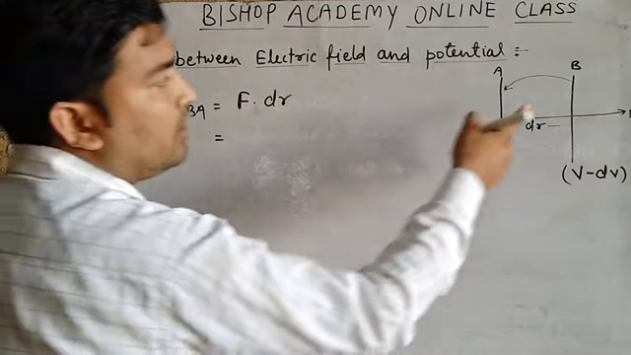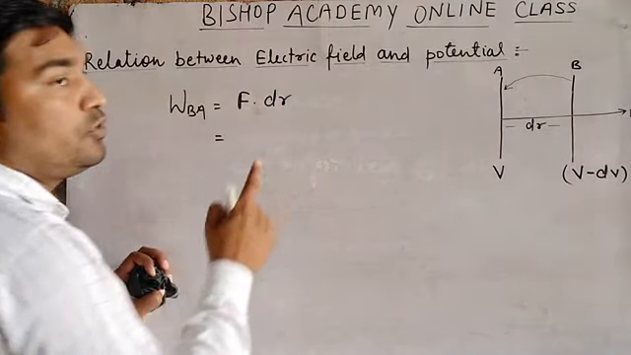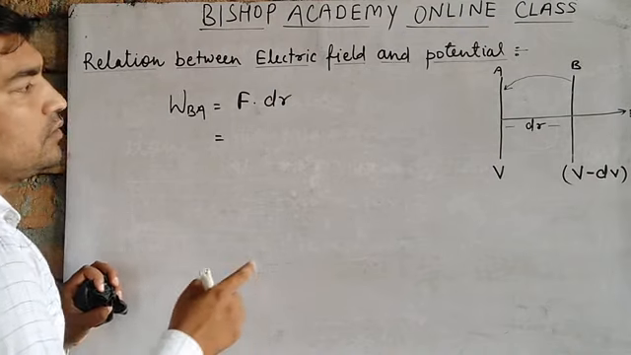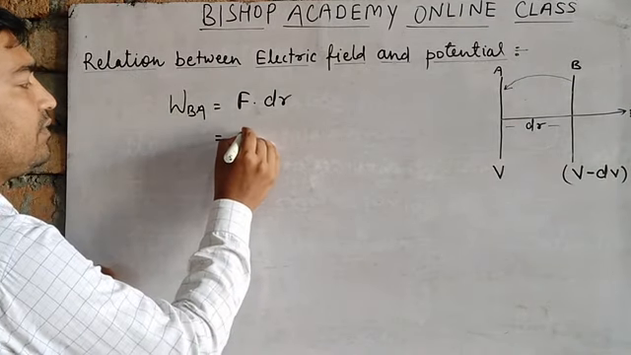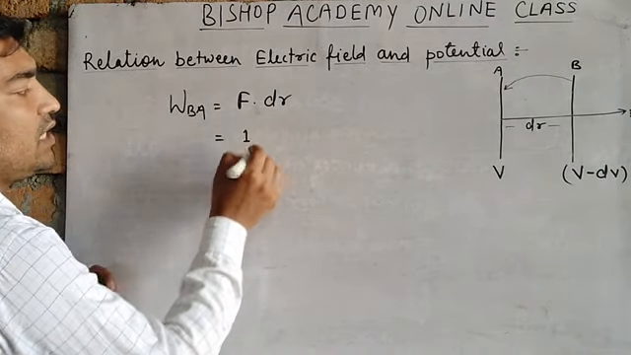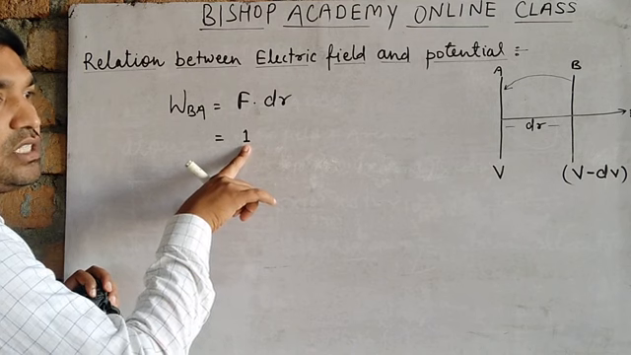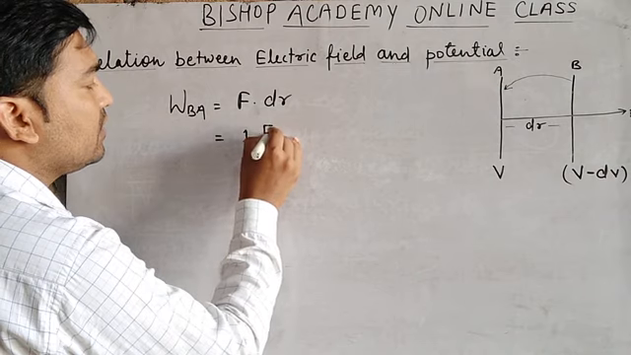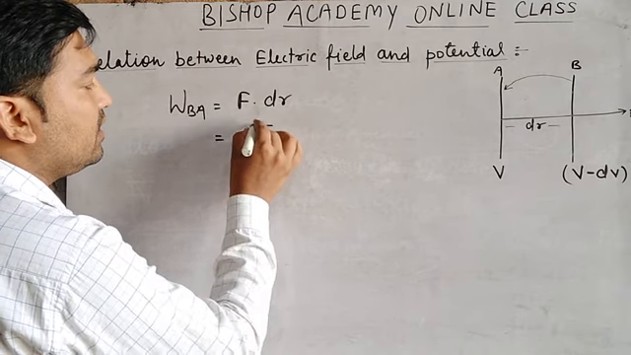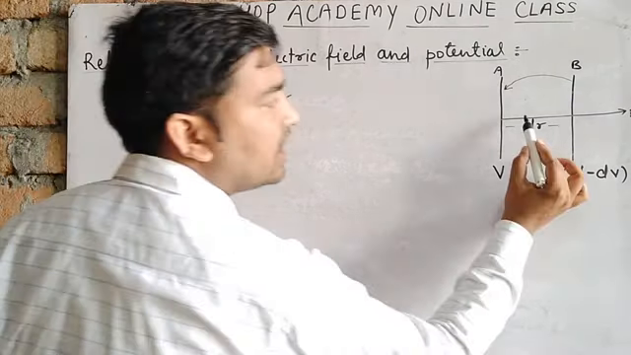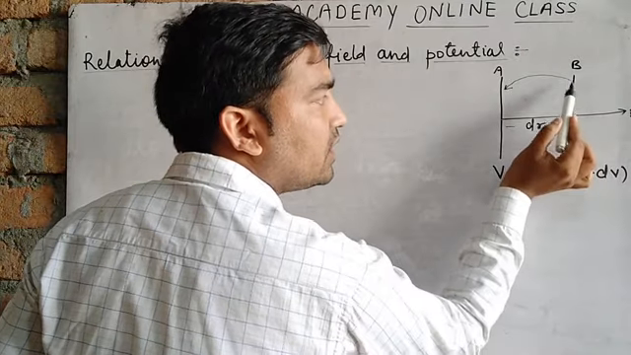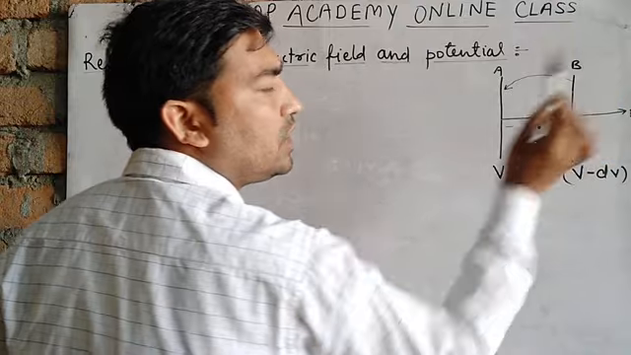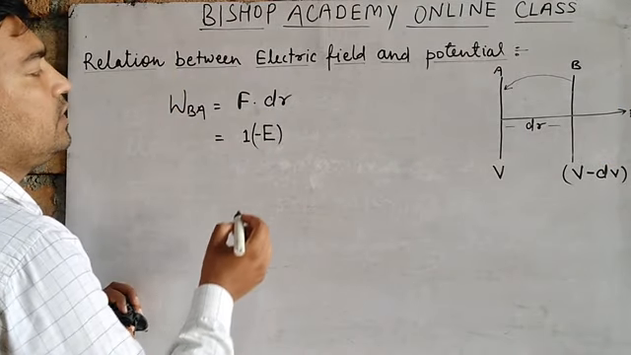Force is equal to charge into electric field. We bring charge equal to 1 coulomb, because the test charge is plus 1 coulomb, and the electric field is minus E. Why minus E? Because the direction of electric field is this direction, and the charge is being brought opposite to the direction of electric field. It's okay?